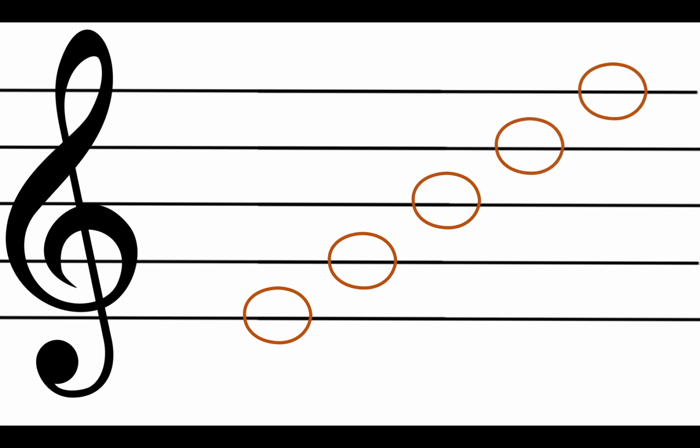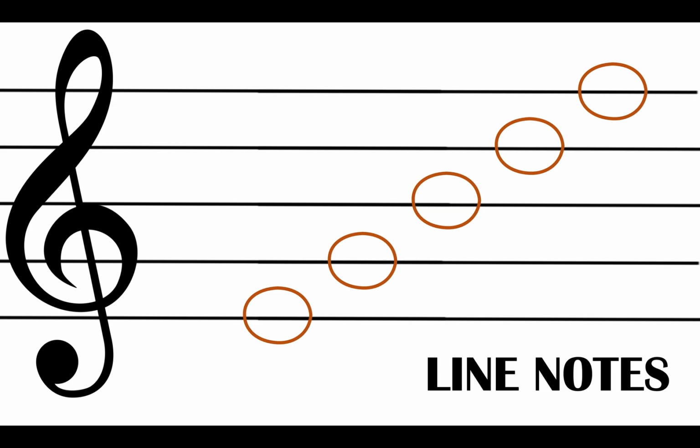Other than drawing notes on the space, we can draw them on the line too, like this. And when notes are on the line, they are called, you guessed it right, line notes. There's an extra line note that I would like you to take note of, and for this line note, we have to draw our own line, like this. And these are the letter names of all our line notes.